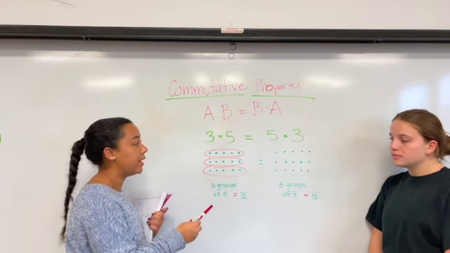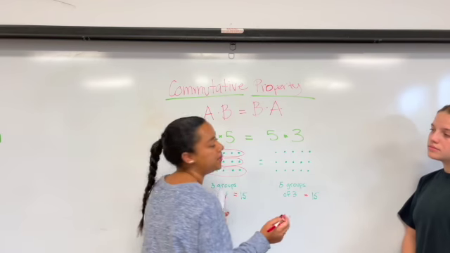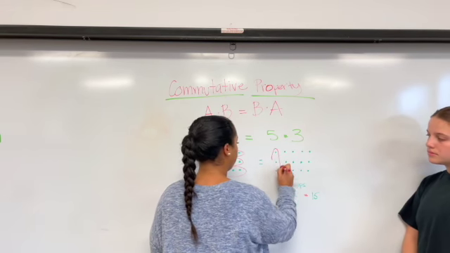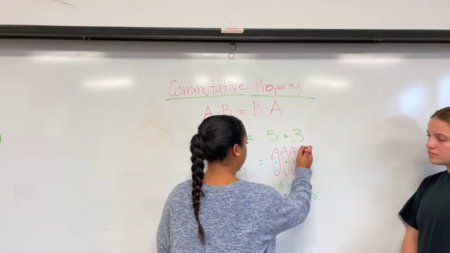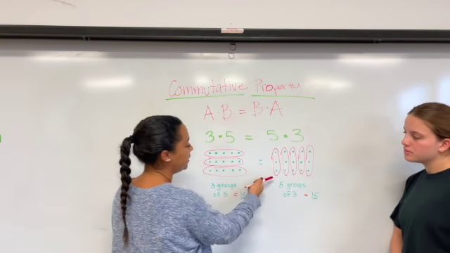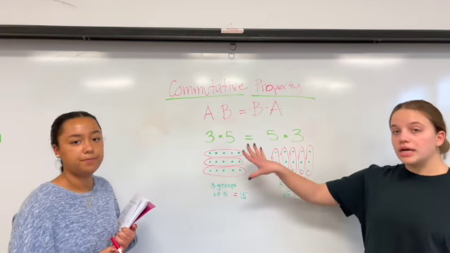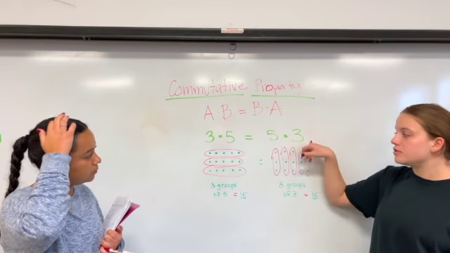And now for this one, it's 5 groups of 3. So we're going to be circling 5 groups of 3, and in each group you should be able to count 3 dots. So 1, 2, 3, 4, 5. So in each group you can count 1, 2, 3 dots. So each one is going to end up equaling 15. So 3 times 5 equals 15, and 5 times 3 equals 15.